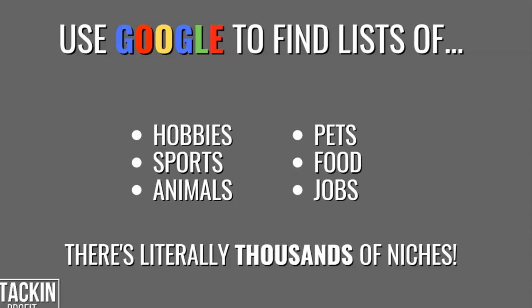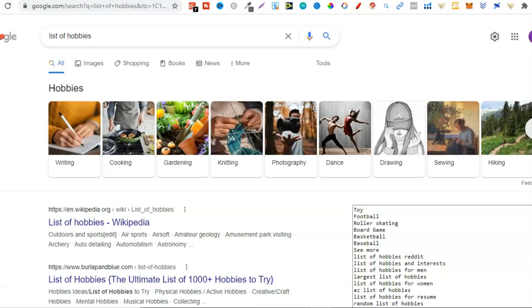Now, what we're going to go ahead and do is just go over to Google so I can show you a little bit more on exactly what I mean so you can really grasp this concept. So here we are in Google. All I've typed in is list of hobbies. And you can see there's going to be lots of different ones out there. Writing, cooking, gardening, knitting, photography, dance, drawing, sewing. This is just a small fraction of the hobbies out there. And with these hobbies, you can combine with book types.